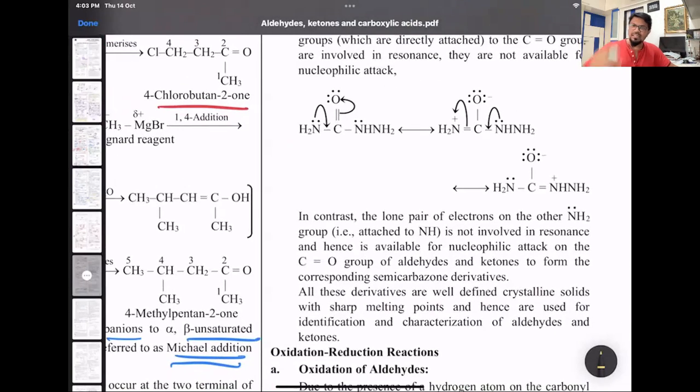About all these derivatives, hydrazones, oximes, 2,4-DNP compounds and all, what it says is that all these derivatives are well-defined crystalline solids with sharp melting points. So they are used for identification and characterization of aldehydes and ketones. As they have sharp melting points, same thing we spoke for bisulfite compounds, they can be used to identify the carbonyl compounds.